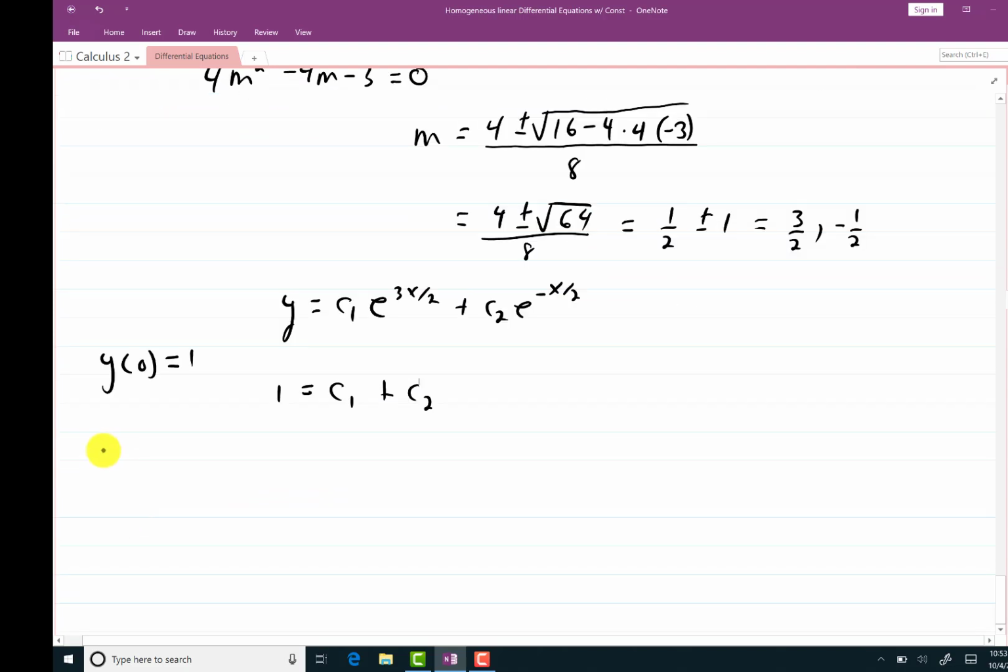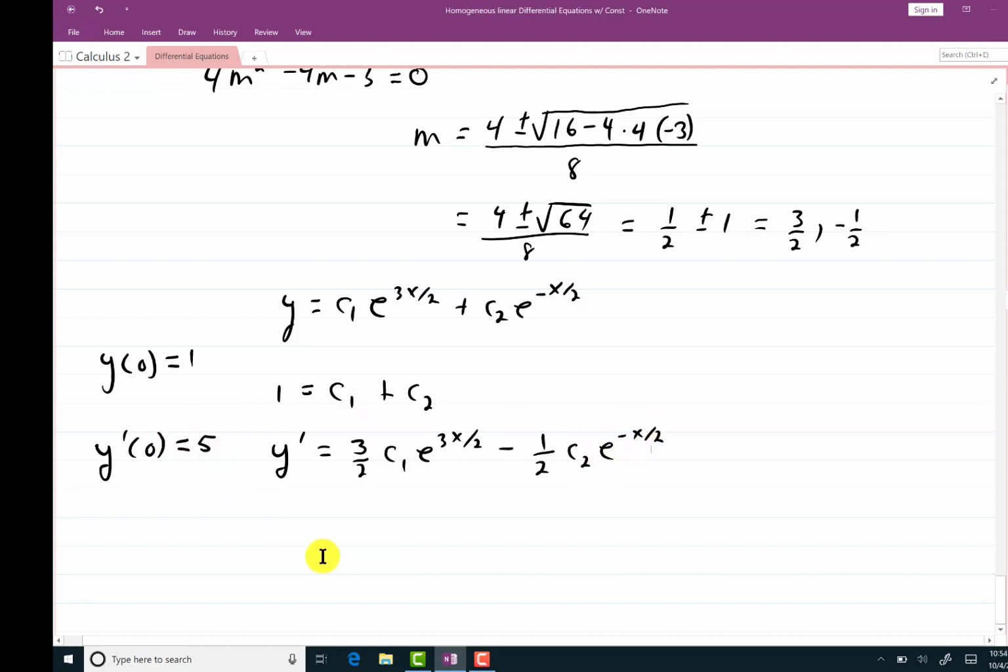I know that y prime of 0 equals 5. And so I'm going to have to take my solution and take its derivative. So y prime will equal 3 halves c1 e to the 3x over 2 minus 1 half c2 e to the negative x over 2.